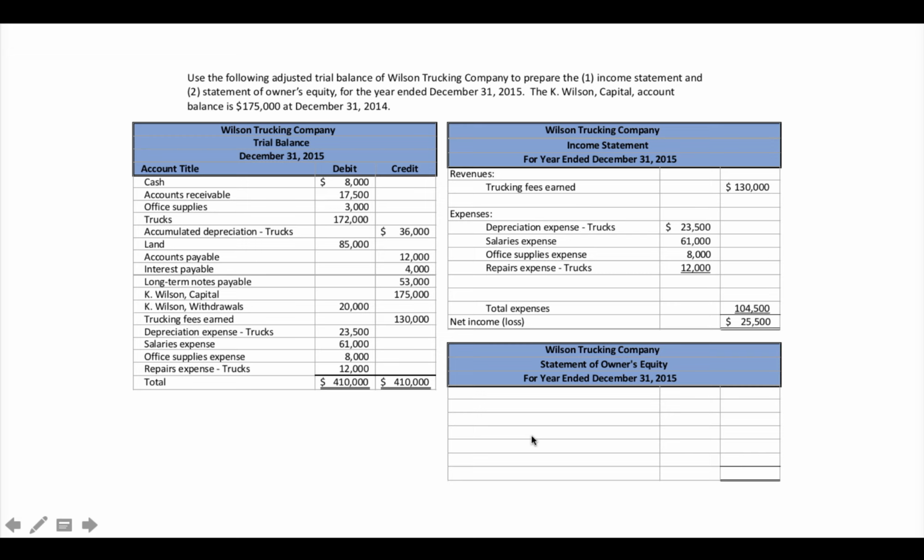So we'll start with beginning capital. To that, we're going to go ahead and add net income, 25.5. Again, we calculated that already, so we'll just pull that down there. We're going to subtract the amount that the owner withdrew.